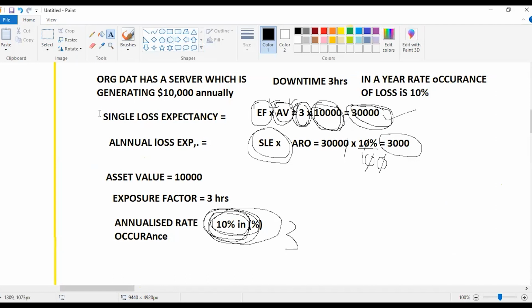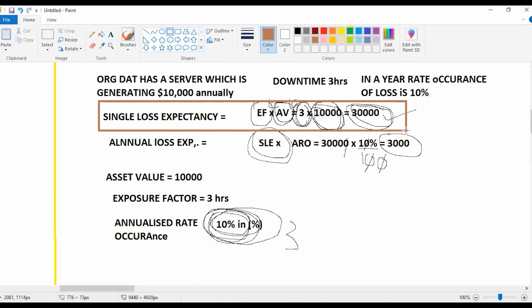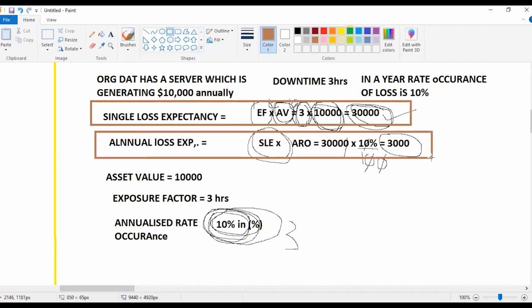So basically, what I'm trying to deliver here is how we calculate the risk. This is the single time, the single risk: how much loss we got a single time, and how much loss we got in a year.